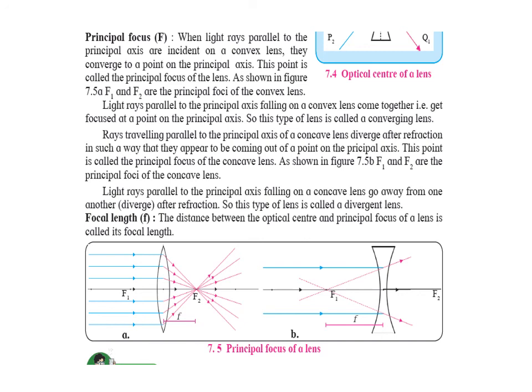Then what is focal length? Focal length is the distance between the optical center and the focus. That means in this case, it will be the distance between O to F1 or F2, either for a convex lens or for a concave lens. We need to understand especially the principal focus part as well as the focal length, because we will be requiring this when we are drawing the ray diagrams to show the concave lens and the convex lens.